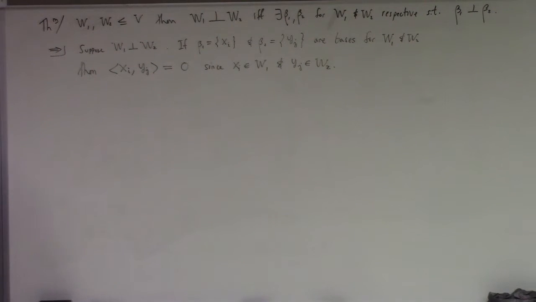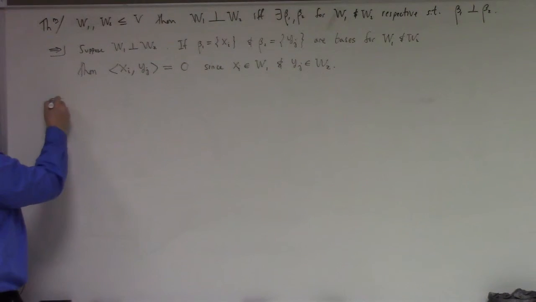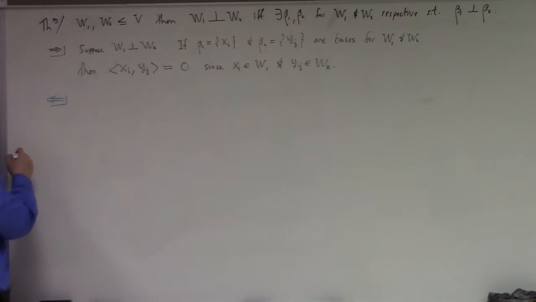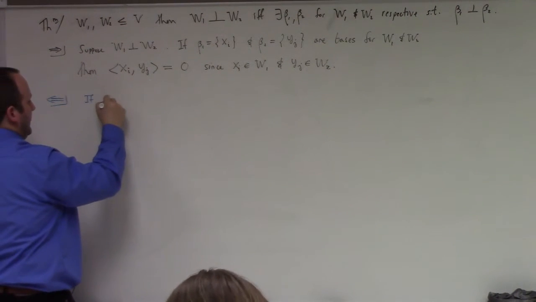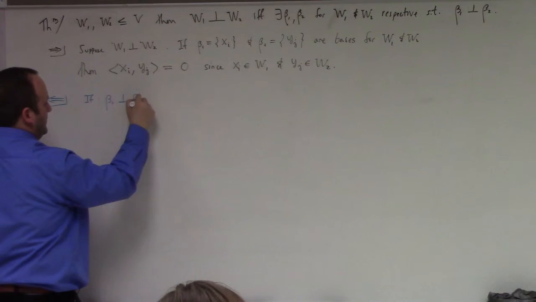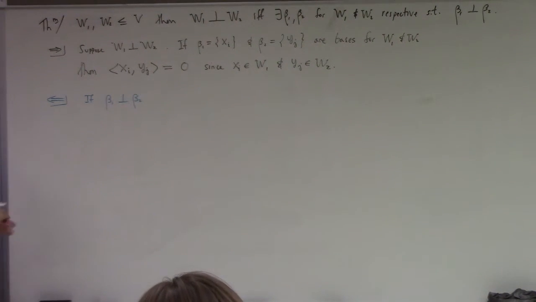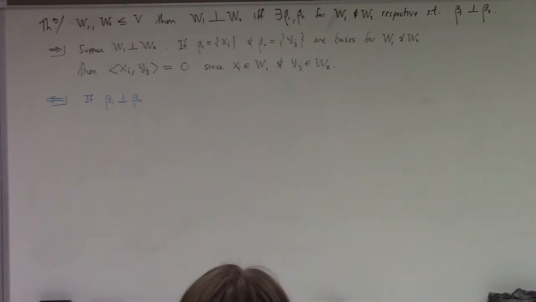Fine, I'll do the other implication. I mean, that was kind of a non-event. I should have done the interesting one. So if you have beta 1 is perpendicular to beta 2, which means that these are orthogonal sets in the sense that any two vectors, one from beta 1 and one from beta 2, have inner product 0, all right?